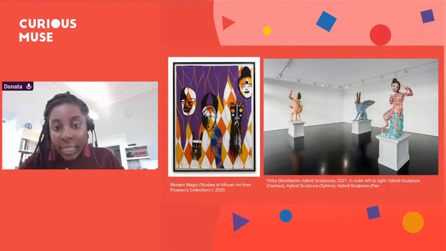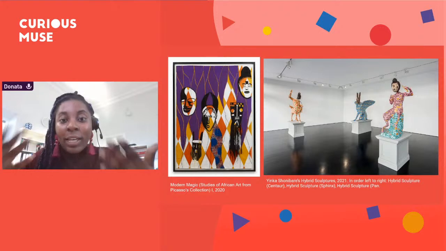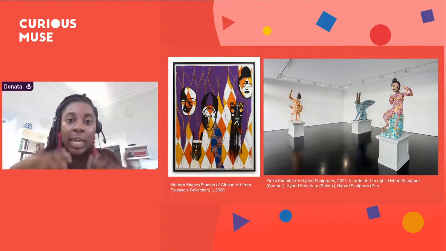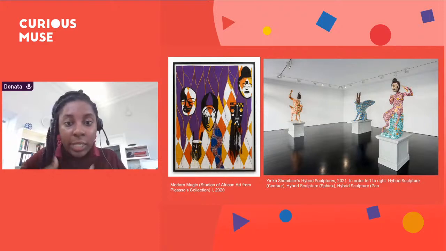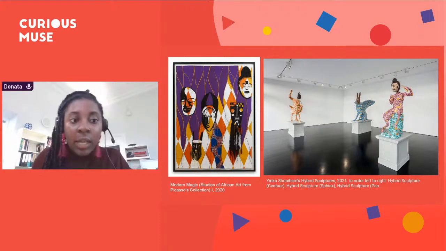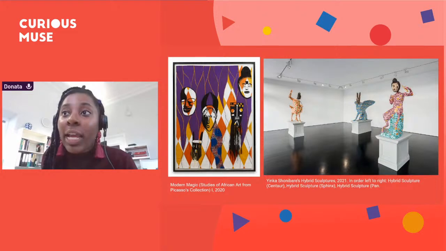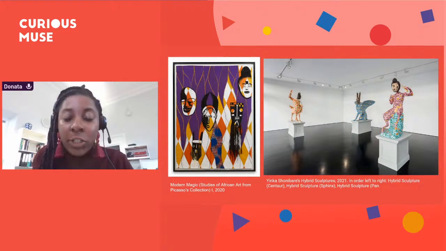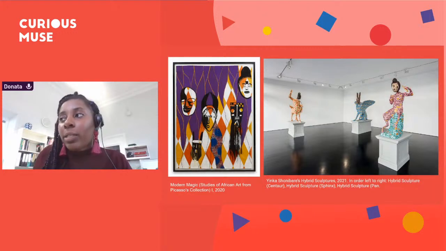We can see that influence of African sculptures. So African sculpture influencing Picasso's work, and now Picasso's work influencing Yinka Shonibare's use of tapestry and sculpture here. So there's hidden meanings behind the work. He actually did studies of African art from Picasso's collection. So we have a tapestry here on the left, and on the right, we have Yinka Shonibare's hybrid sculptures.